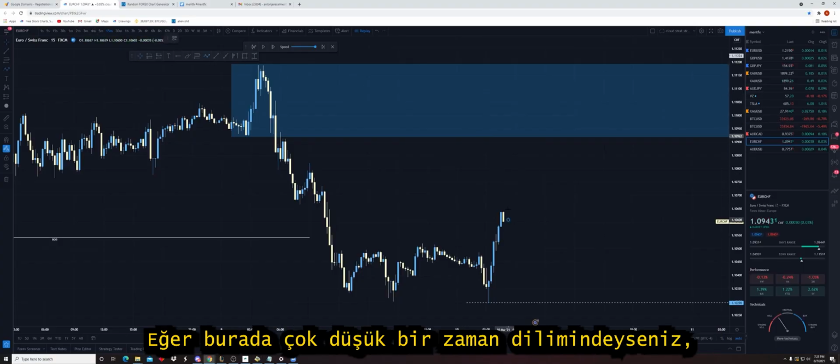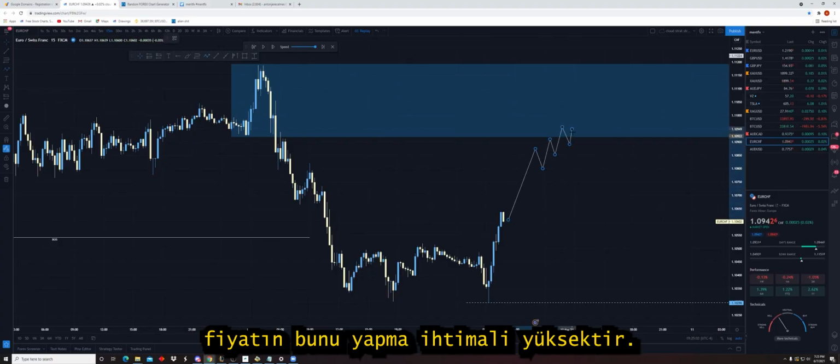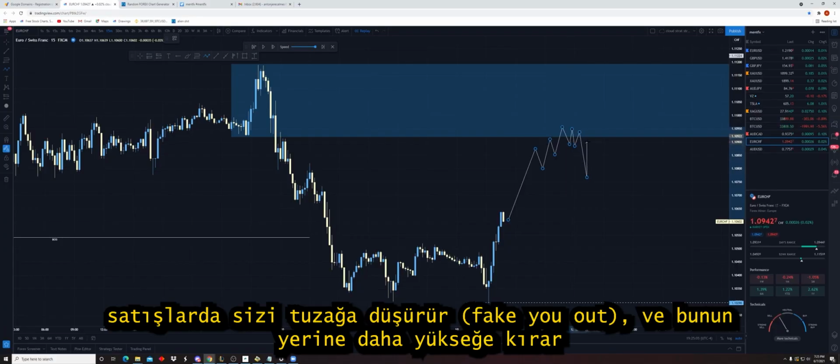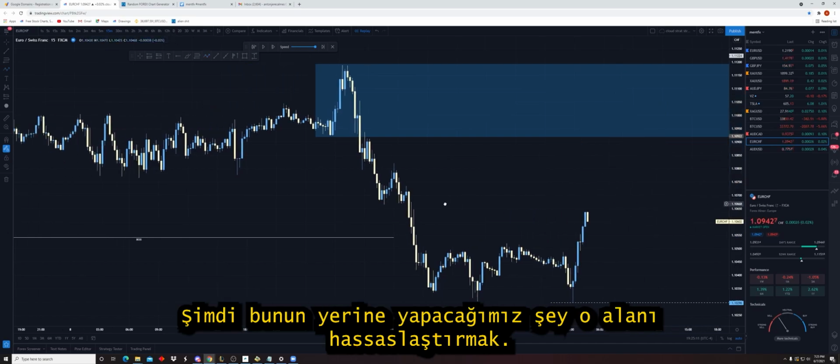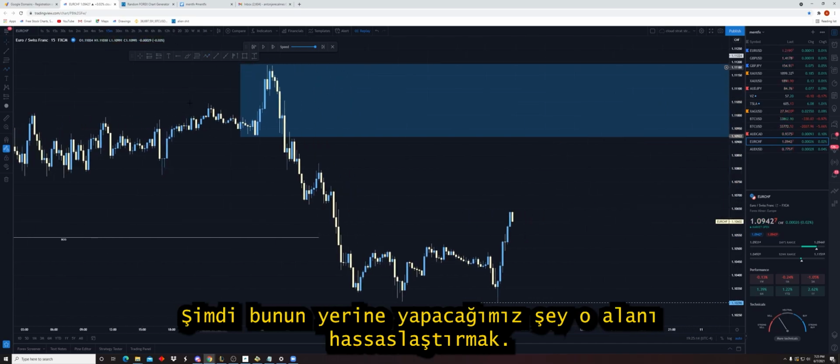If you're on a very low time frame in here, there's a high likelihood that price can do this, maybe break down, fake you out on the sells, and then instead break higher and make an even bigger schematic or something of this sort, right? And break down. Now, instead, what we're going to do is refine that area.